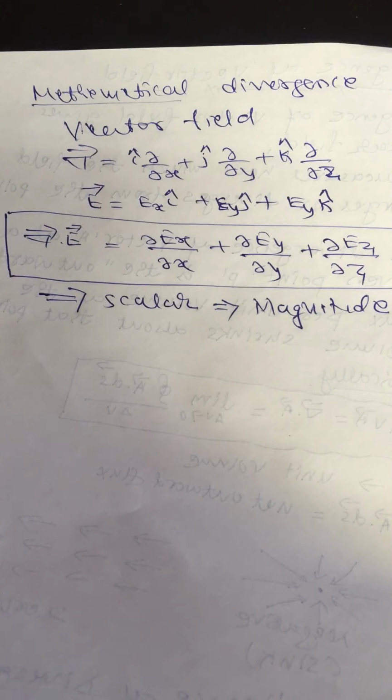In the last video, we discussed the gradient of a scalar field and its physical significance. Today, we'll discuss the divergence of a vector field and what its physical significance is.